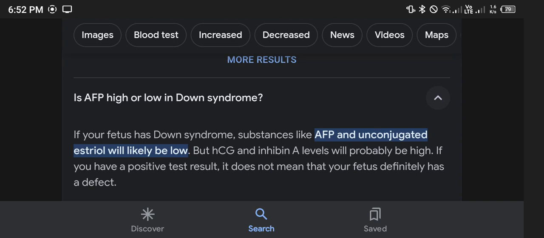Yes, okay, so alpha fetoprotein in Down syndrome is likely to be low. So this is a difference. I'm sorry, I was wrong. Alpha fetoprotein in Down syndrome will be low, while in the case of body wall defects or neural tube defects, that is going to be high.